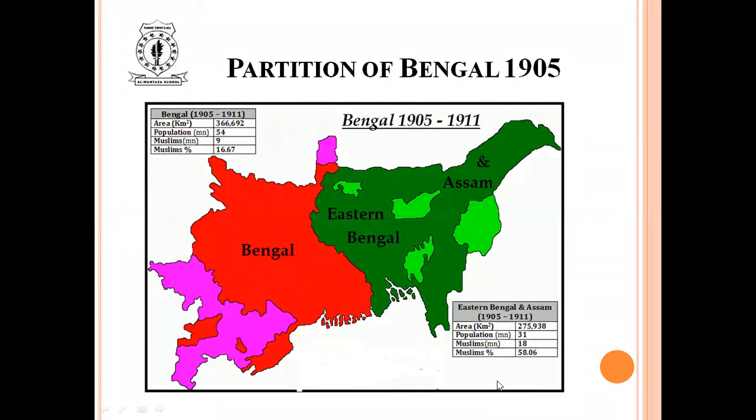Okay, here's the map that shows you the Bengal from 1905 till 1911. Here you can see two different parts of the Bengal. Number one, with the green color, shows you the eastern Bengal, and the red or the pink color shows you the western Bengal. Western Bengal comprised mostly of a Hindu majority, and eastern Bengal had a Muslim majority. Here you can see two keys also, that show the area, population and the percentage of Muslims in both the areas.